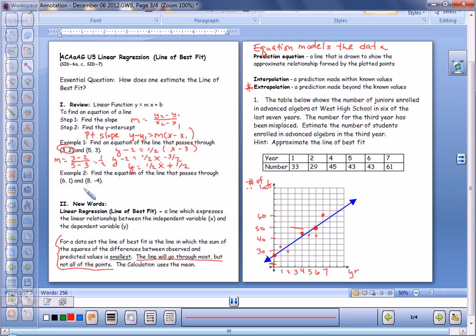Go ahead and hit pause, and I would like you to try example 2. Please hit pause on the video now, and everyone try example 2.